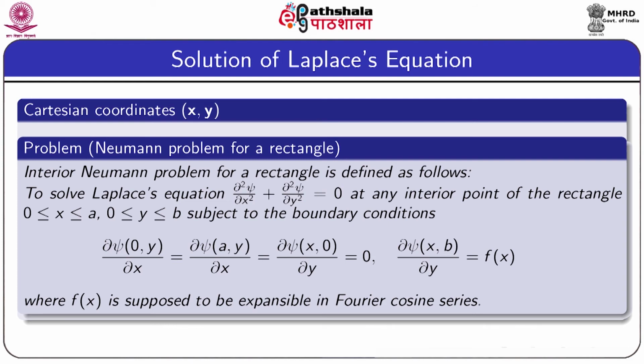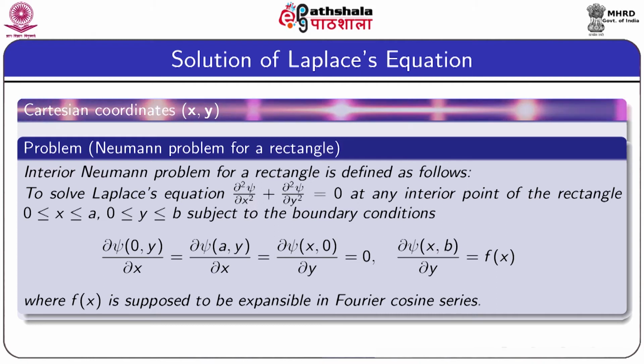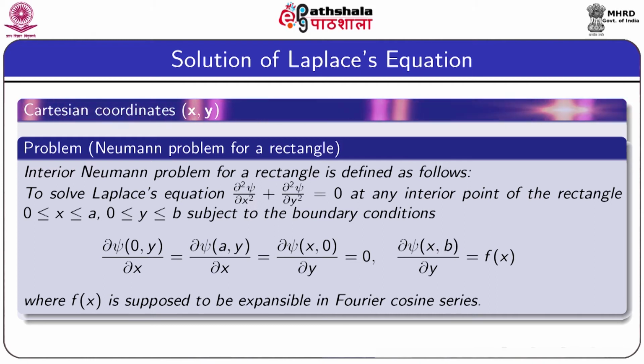Now I am going to discuss the solution of a Neumann problem. Neumann problem means we have to solve the Laplace equation together with the boundary condition, and in the boundary condition, instead of the unknown function psi, the normal derivative of the unknown function psi is prescribed on the boundaries. So, the corresponding problem is written here.